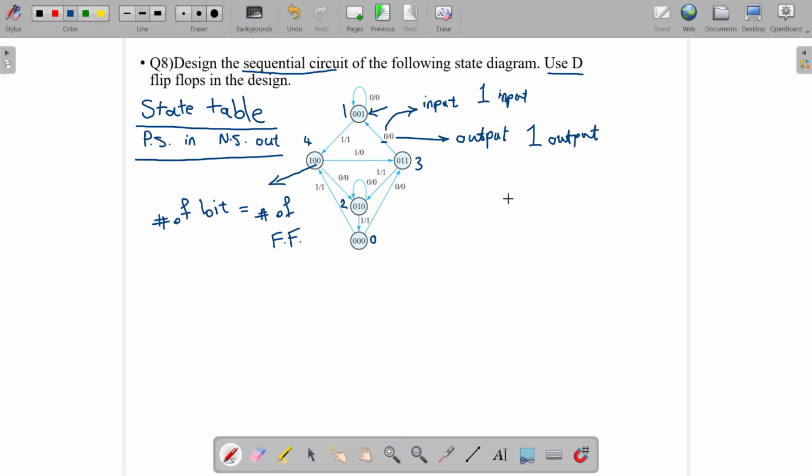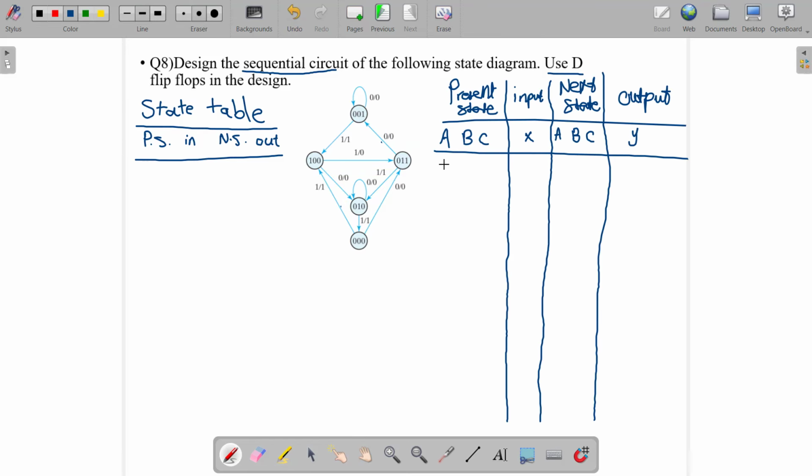Now for the first one we ask, what is the first present state? It is 0 0 0. Now when I am in the 0 0 0 as a present state, and my input is 0, what is the next state? Look at here, it is 0 1 1. What is the output? This one is 0.